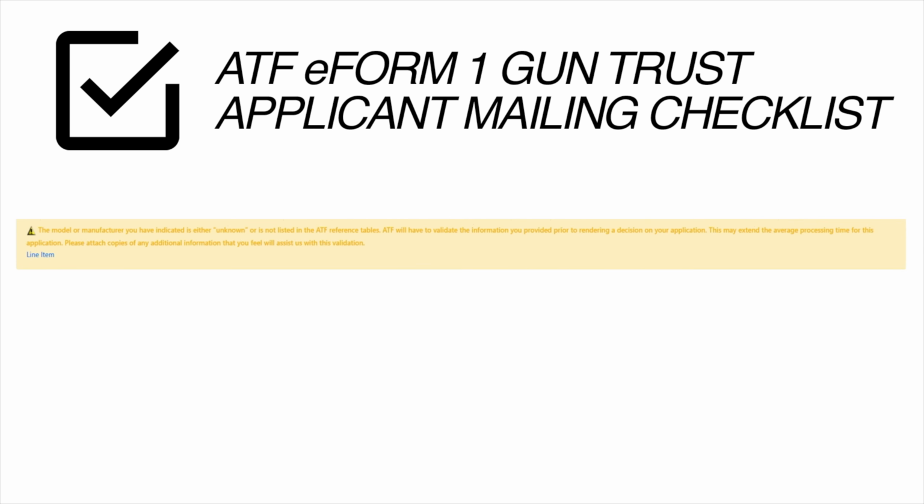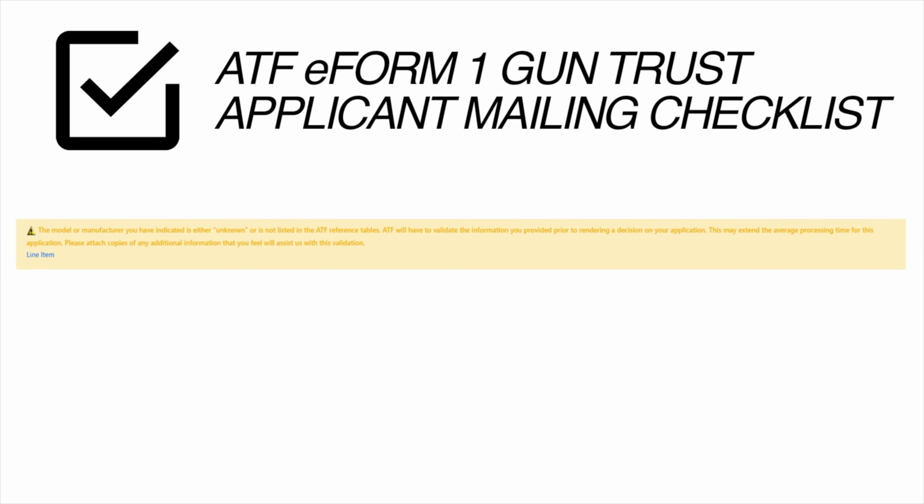Mailing instructions. We will now discuss the ATF eForm 1 mailing checklist. After submitting your application, the ATF will email your cover sheet and your ATF Form 1. If your application had a yellow triangle on the Certify page, then your application will start in the pending research status. This means that your ATF Form 1 that was emailed to you will be watermarked draft, and the cover sheet won't have a valid control number or serial number. In this case, you will need to wait for the ATF to review your application.